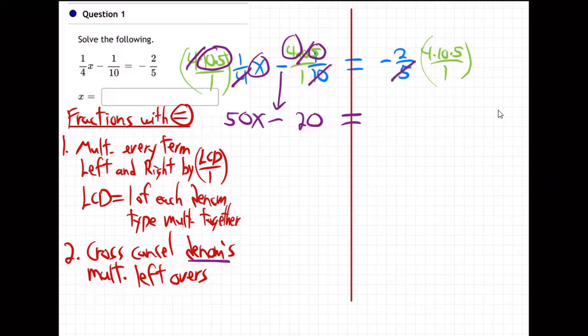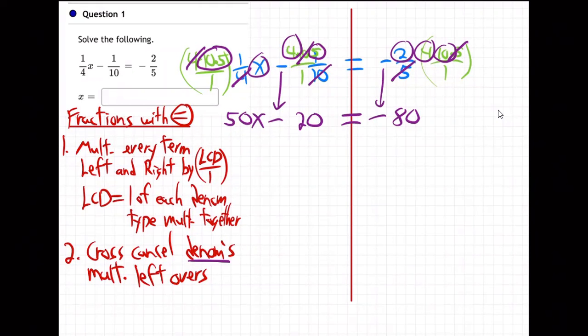Same thing over here. 5 and 5 cancel. What's left over? 2, 4, 10. What's that? 2 times 4 is 8, times 10 is 80, and it's negative. Don't forget that negative sign. And the 1 doesn't do anything. Much nicer, right? Much easier now. We got rid of all the fractions. There's no fractions because we cross-canceled all the denominators.